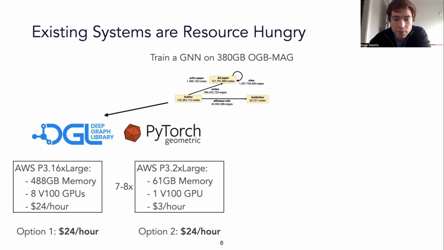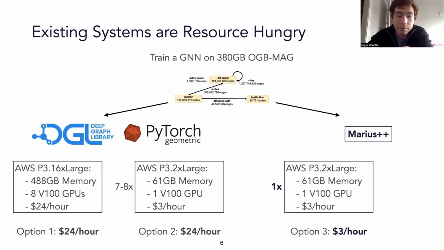And now this $24 an hour may not seem like much, but I can personally attest to the fact that even running these systems at a research scale, let alone an industrial scale, leads to tens of thousands of dollars in training costs per month. Thus, the basic question we're asking with Marius++ is, can we train a GNN on this graph, but using only a single P3.2xlarge machine, which is 8x cheaper, but which doesn't have enough CPU memory to store the full graph? And of course, we also need to train fast, otherwise we're not going to be able to take advantage of these cost benefits.